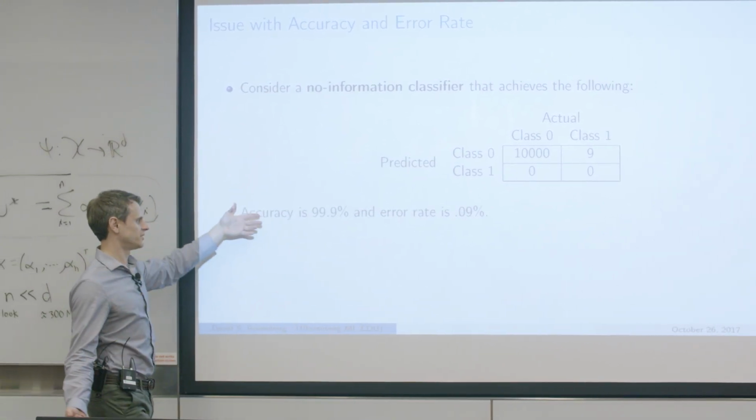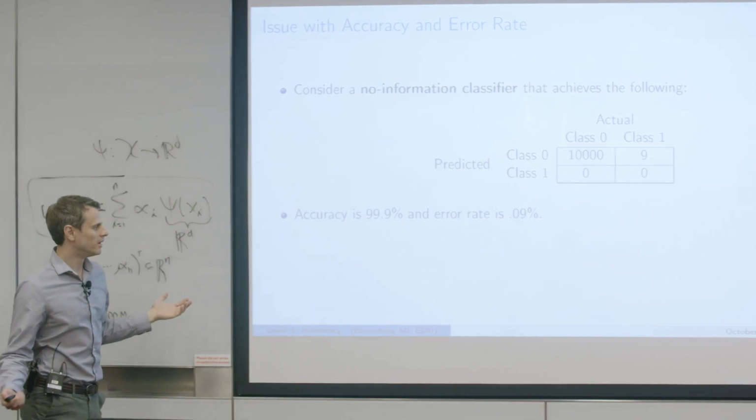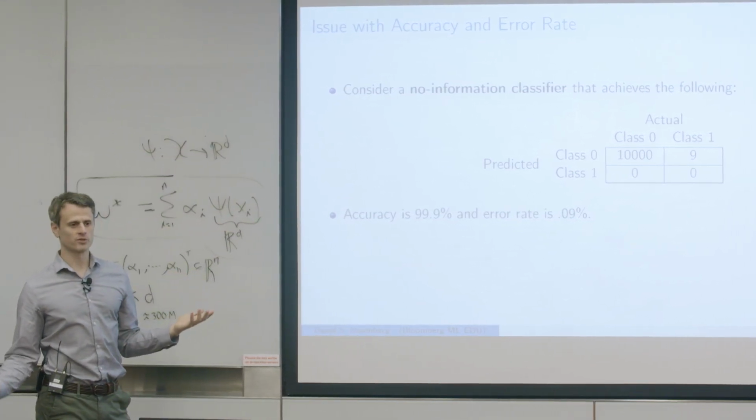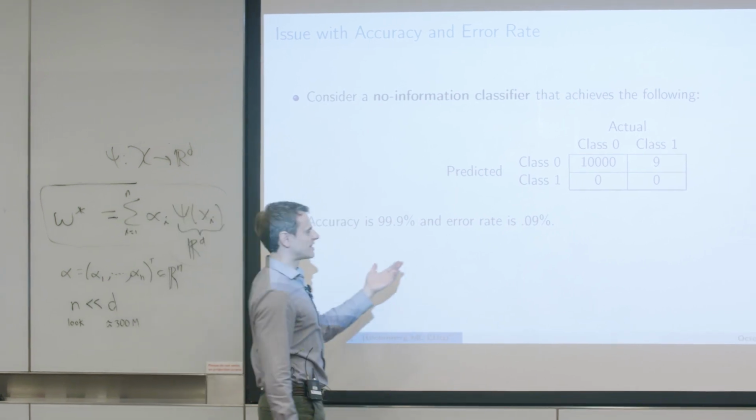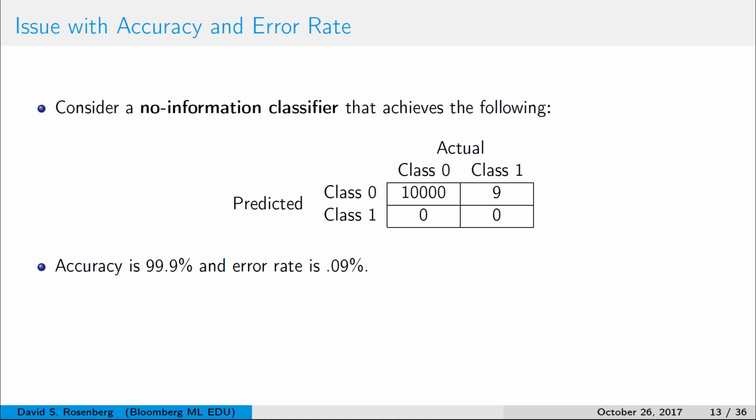So the accuracy is great, 99.9%. The error rate's quite small. But accuracy doesn't really capture what's going on here. For instance, it's not capturing the fact that you have a 100% error rate on class 1, and that might be relevant to how you assess the performance.